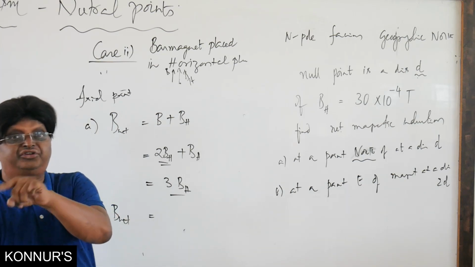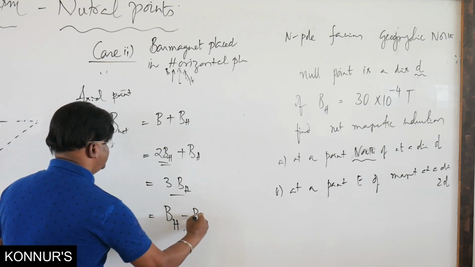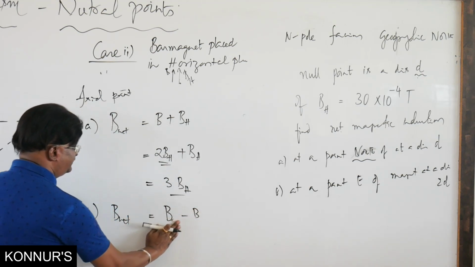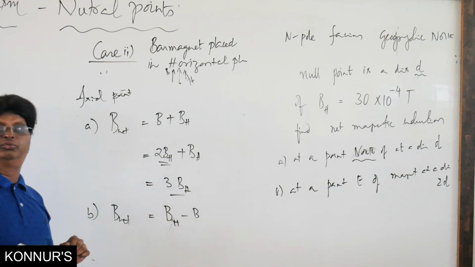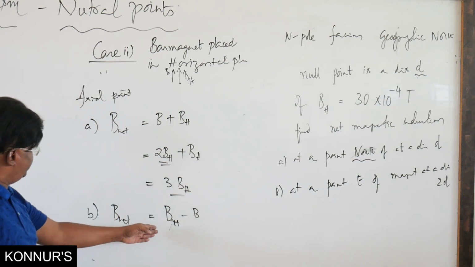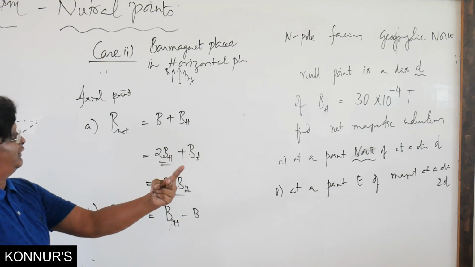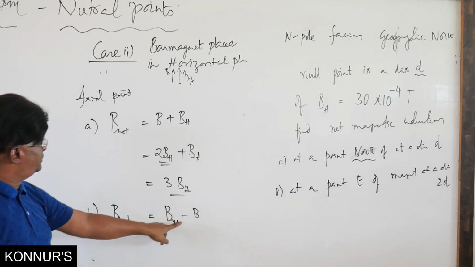Beyond the null point, BH is greater than B. Therefore, B net is equal to BH minus B. Got it? See what a clever question. Many things we are now taking as implications. All these things are used at a time. Of course, in your NEET CET, not such two parts of it, only one part is given. B net is equal to BH minus B.